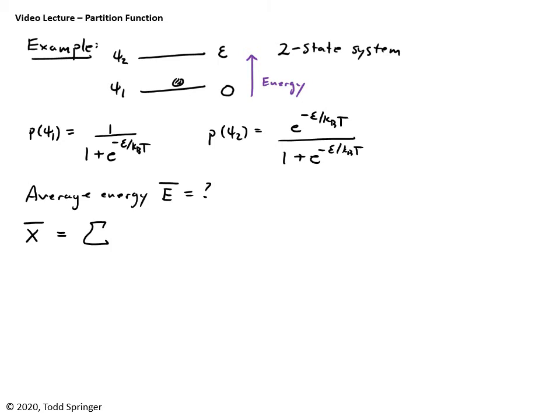I calculate it by adding up all the possible values that x could take. So xi is the value that x could be. But then it's a weighted average, right? If they're not all equally likely, I have to multiply by the probability of getting xi. So xi is the value x could take. And then p is the probability with which that occurs.